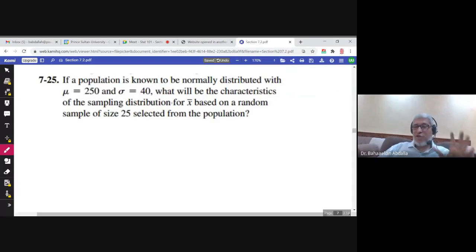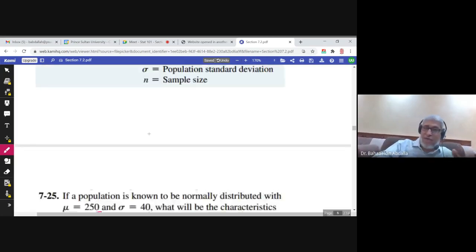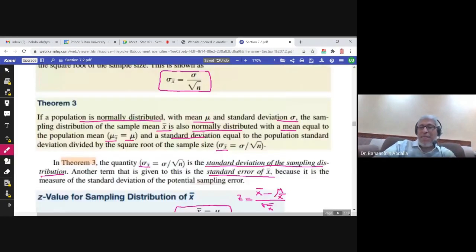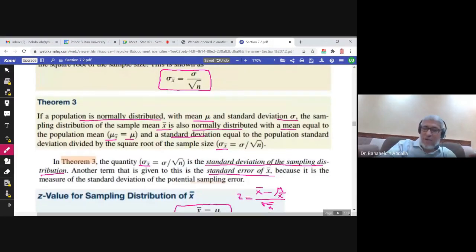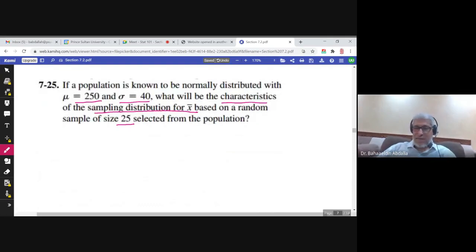If a population is known to be normally distributed with given mu and sigma, what will be the characteristics of the sampling distribution for X bar based on a random sample of size 25 selected from the population? He is asking only about the characteristics of the sampling distribution for X bar. According to this theorem, you just need to state theorem 3. Okay, what are the characteristics?